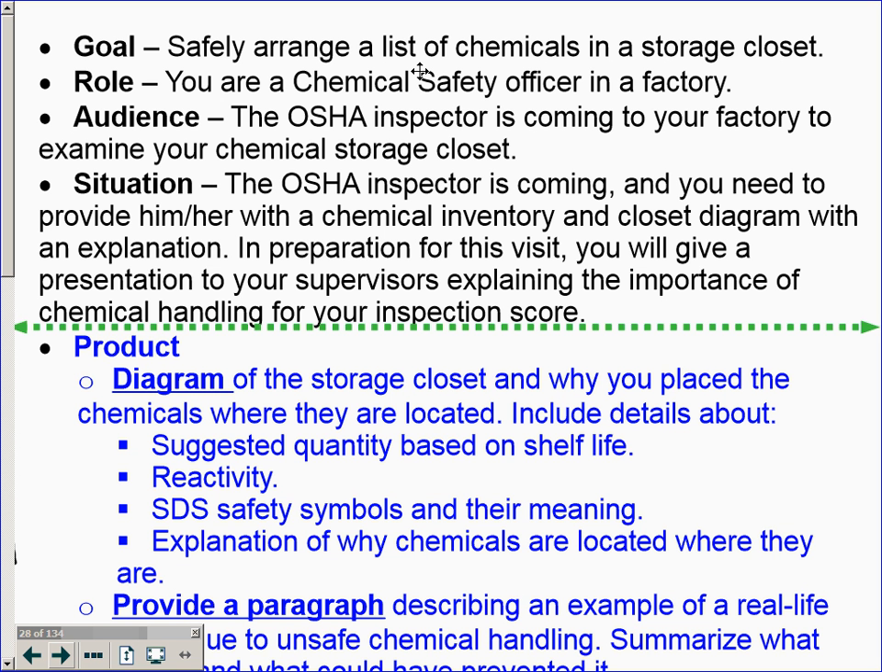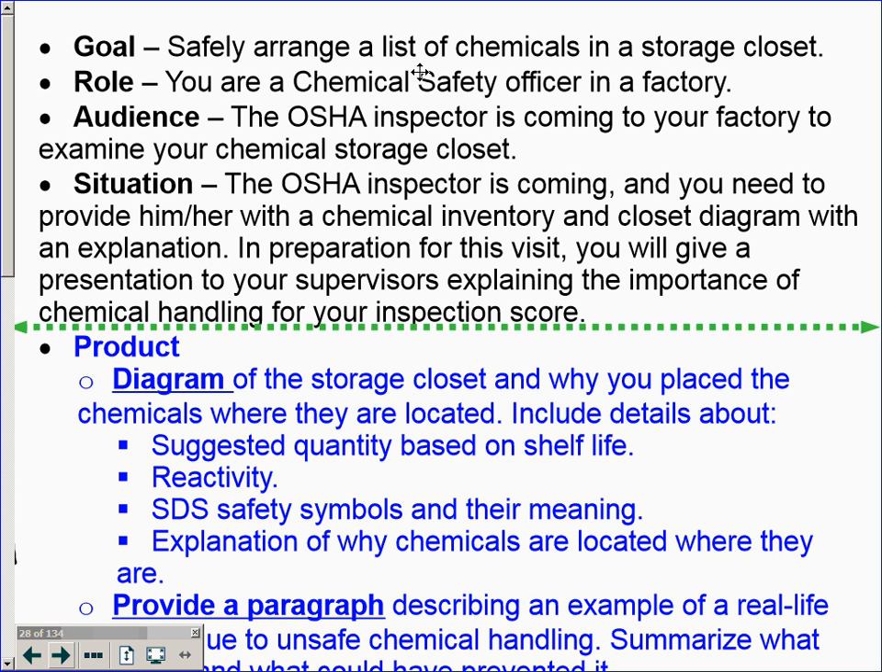Here's your scenario, okay? The goal is that you're going to be given some chemicals and you can choose what's going to be your couple of chemicals that you'll choose. I have it listed back there for you. And you're going to arrange them safely in a storage closet. I have to do this every year, and when you go through that back room, I have a big storage closet, and there's 200 plus chemicals back there, and they have to be there safely so that they don't explode. So your role is that you're a safety officer in like a factory.